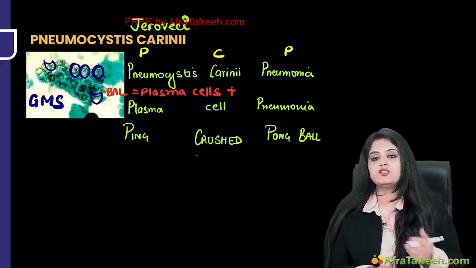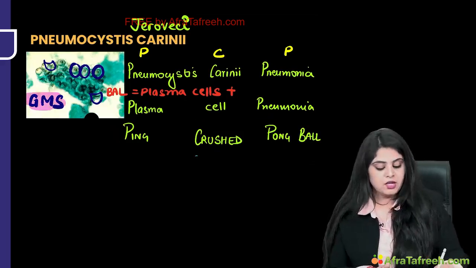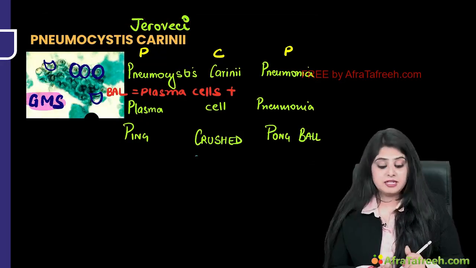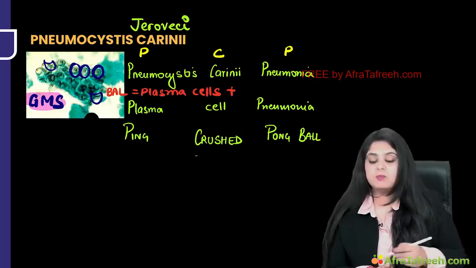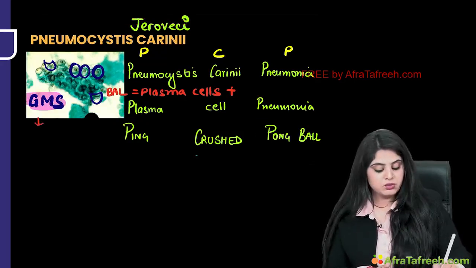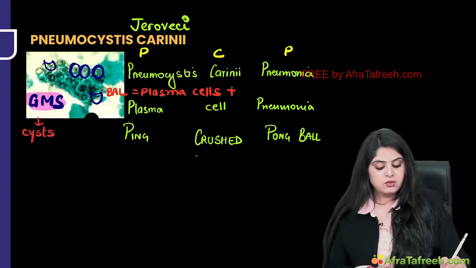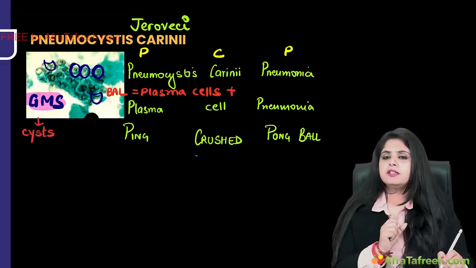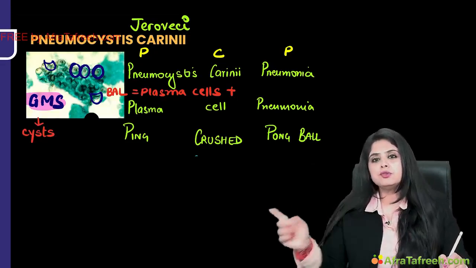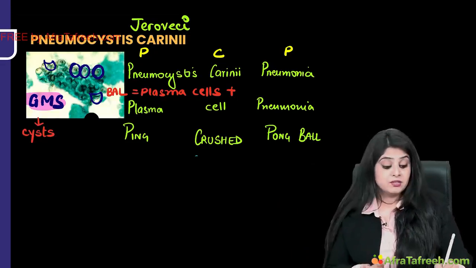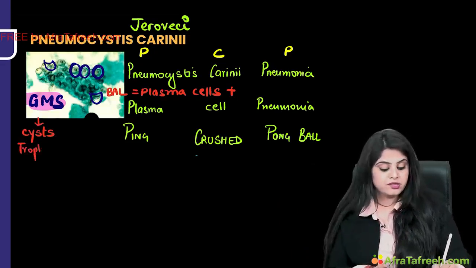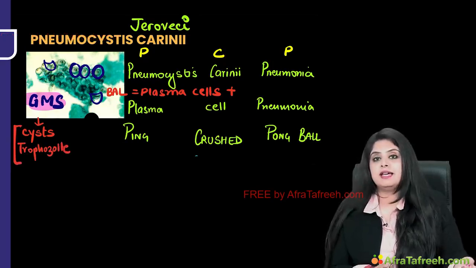PCP again. Crushed ping pong ball appearance on what stain? On Gomori methenamine silver stain. In fact, what are these crushed ping pong balls? If someone asks you, please note these are the cysts. So you say, hang on ma'am, you are talking about a fungus, and a cyst and trophozoite story you used to do in parasites actually. So which is the fungus which can show you a cyst and a trophozoite form? That is going to be Pneumocystis carinii.